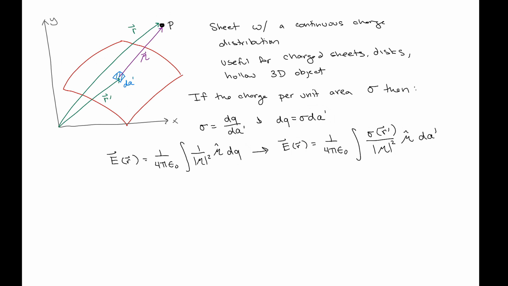Let's do another possible example. Imagine this is now a 3D object. I can now take a bit of this 3D object. I'm still trying to figure out the field at some point up here, some point P. But now I've got a three-dimensional volume of an object, and instead I'm going to break it up into little pieces of volume, itty-bitty bits of volume. I'm going to call that d tau. This is an itty-bitty volume.